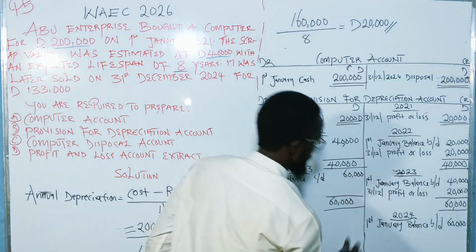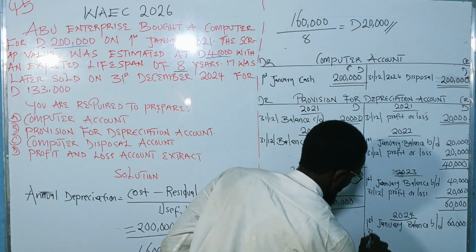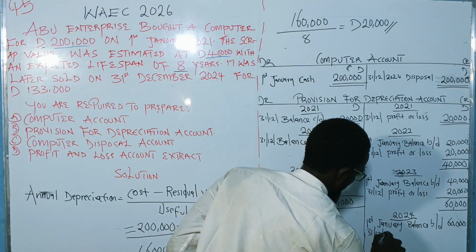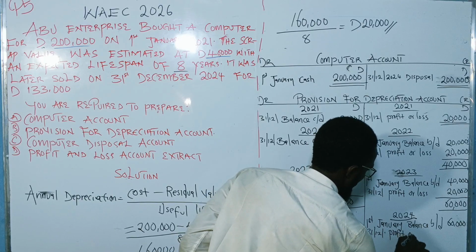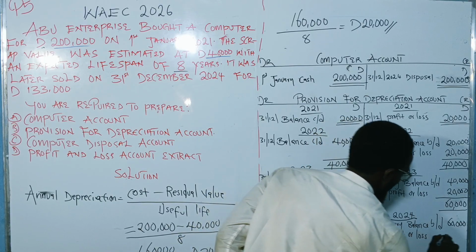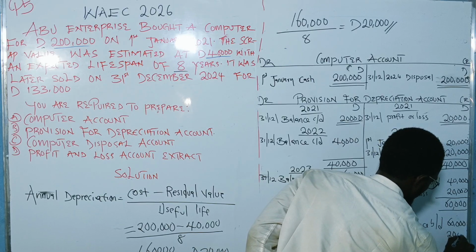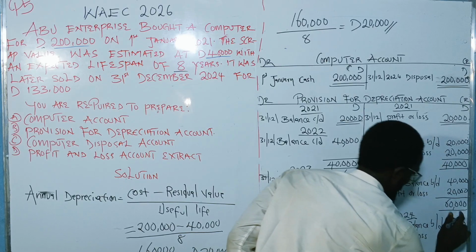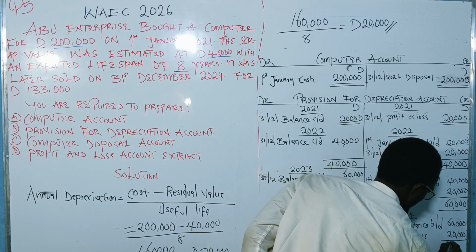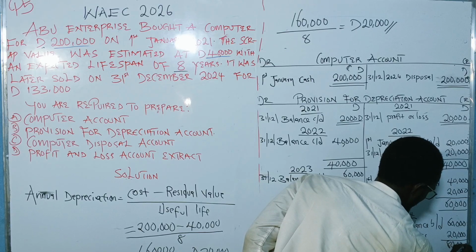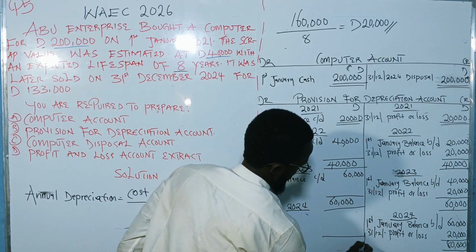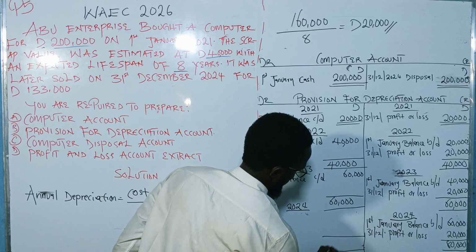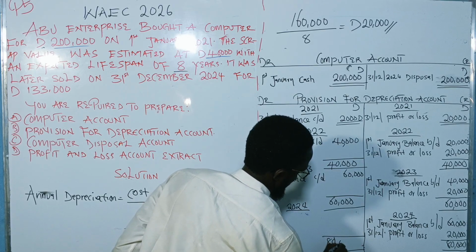Then you charge depreciation for 2024. 31st December, profit or loss 20,000. So mention this plus this, you have 80,000. Close the account. 80,000.